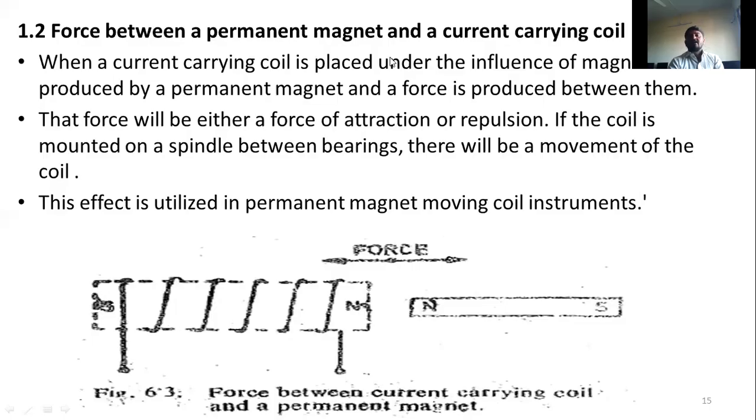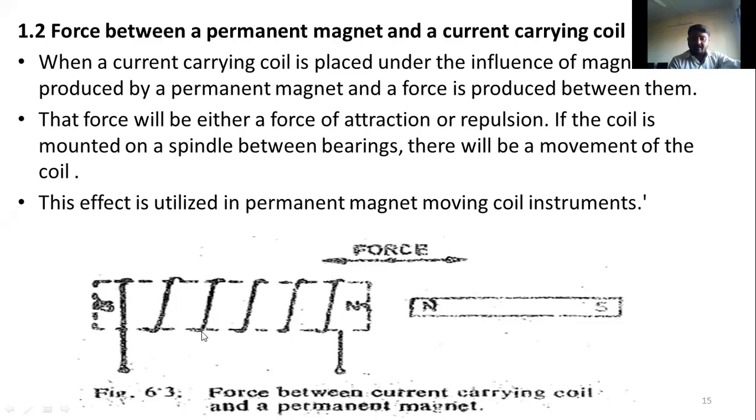Force between a permanent magnet and a current carrying coil. Here, this is the permanent magnet we are using. Here is the imaginary magnet: the current flowing through this coil makes it act as an imaginary magnet. This one we are going to call coil one. And here this permanent magnet is there.